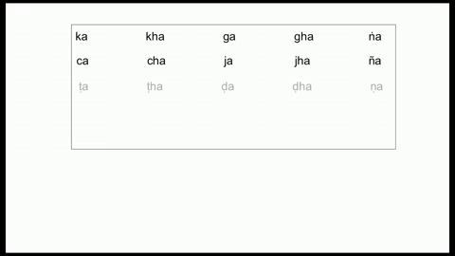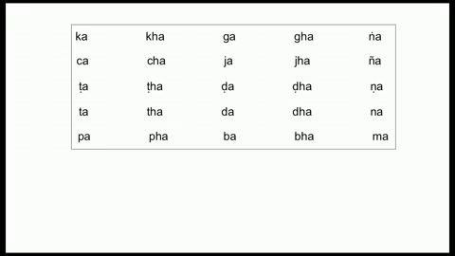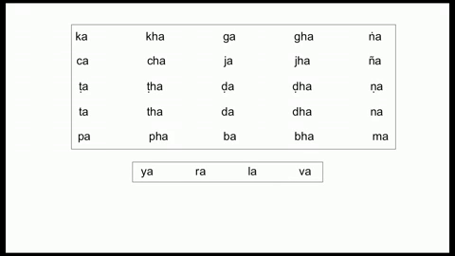We'll start with the 5 consonant groups. K, kh, g, gh, ng. Ch, chh, j, jh, ny. Ṭ, ṭh, ḍ, ḍh, ṇ. T, th, d, dh, n. P, ph, b, bh, m. Next comes the four semivowels. Y, r, l, v.